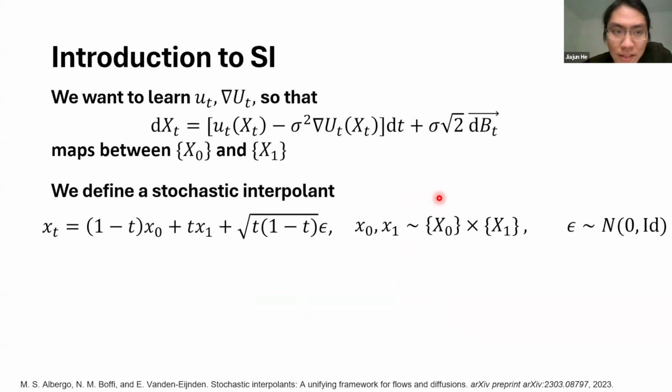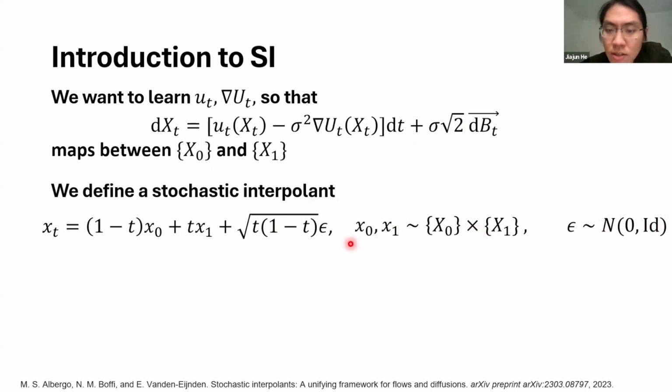Okay, so basically, this is a very brief introduction to SI. I guess everybody somehow knows a little bit about it. Basically, we want to learn some process in the forward direction in this way. You can just imagine it's like a vector field plus some noise. We have a sample from both ends, and to learn this, we first draw a sample from both ends, and then we also draw a noise.